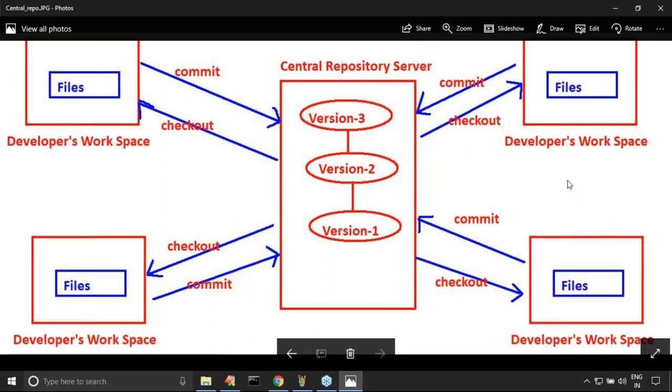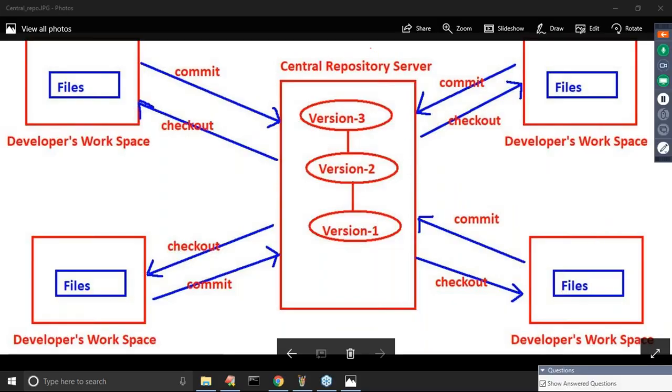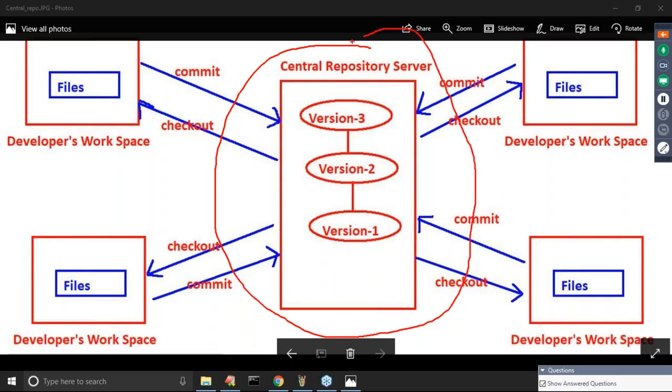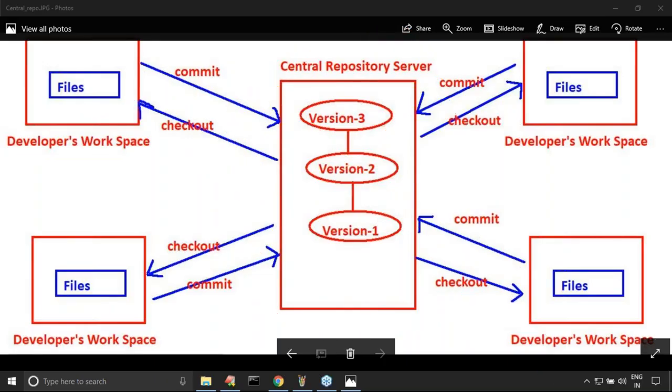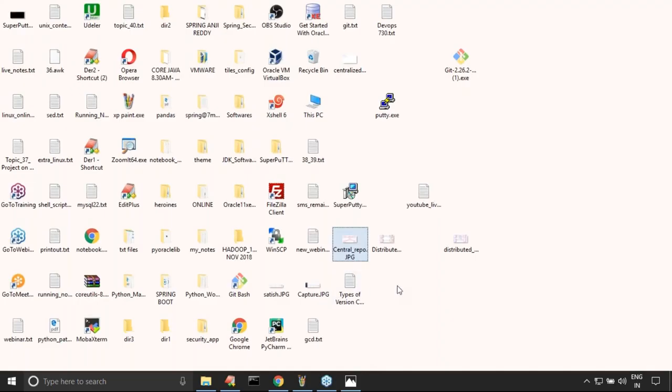Remember this very carefully, sir. The total code is placed in a single place. That itself is the centralized repository. All commit and checkout operations are performed remotely on the central repository server. So the developer's workspace does not have any local repository. That's why there are a single point of failure, performance issues, and network outages, and then version control won't be available. N number of problems are coming.